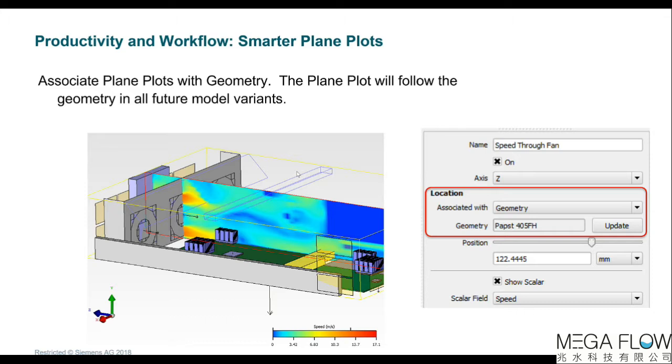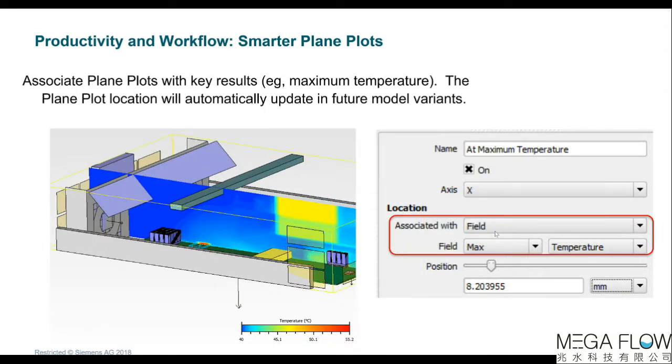These can now be positioned by associating the plane plot with geometry. So the example that we have on screen, where we have a plane plot of speed, it has been associated with geometry, and it's linked to one of the fans that are sitting within that fan tray. So this helps you get the plane plot in the right location in the first instance pretty quickly. But even more importantly, if you decide to move that fan in a future model variant, then that plane plot will follow right along with it, saving you time for all subsequent models that you build.